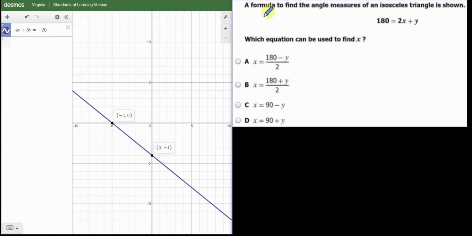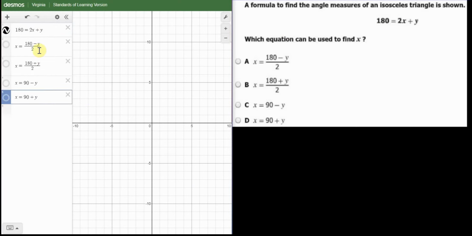All right, here you got a formula to find the angle measures of an isosceles triangle is shown. And then they want you to try to figure out which equation can be used to find x. In other words, if you solve this equation for x, which one of those would it become? Okay, picture solving for x. The one that's done correctly, when it's solved correctly, is still going to be equivalent to this. So your picture will be the same.